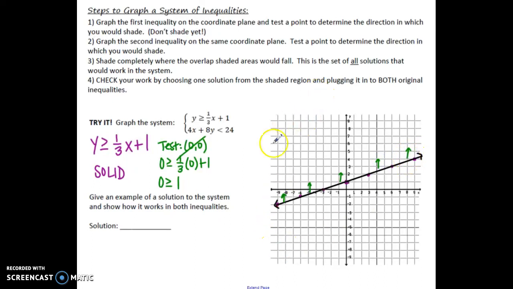Now that's your call. You can shade it if you want and look for the overlap of shading later. But for me, it's just easier if I don't shade quite as much throughout the problem and just wait to shade the overlap at the end.